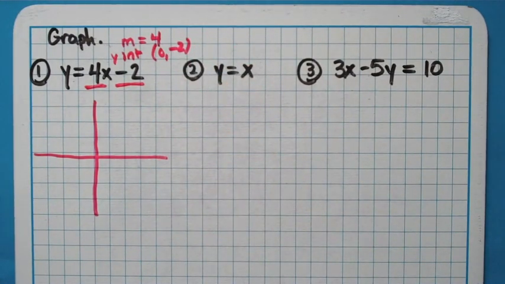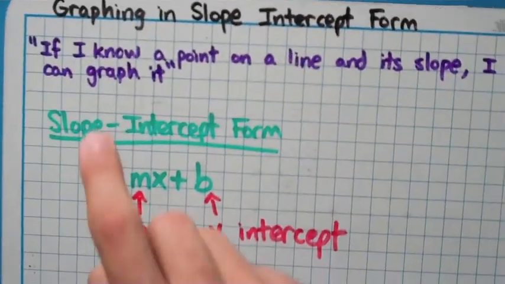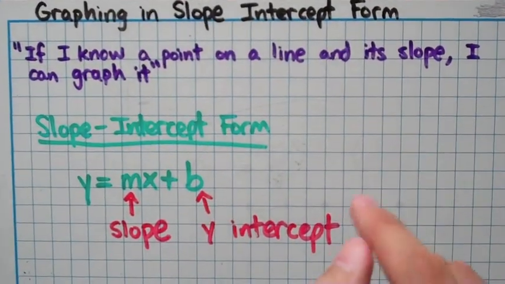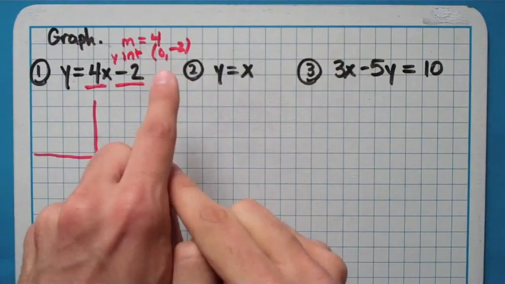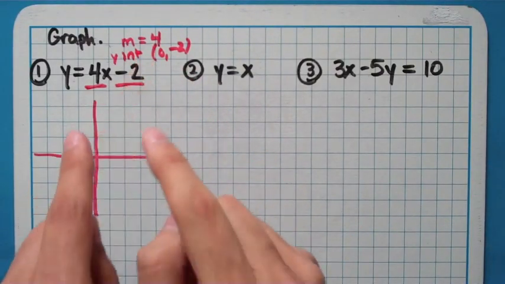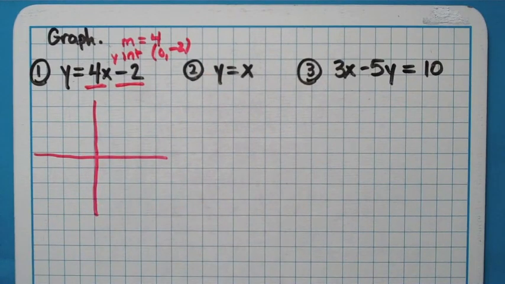Look at the note you wrote to yourself at the start of this video. If I know a point on a line and its slope, I can graph it. Well, look at what we have here. We have a point on the line, and we have the slope. Just by looking at this, we know what we need to graph it.